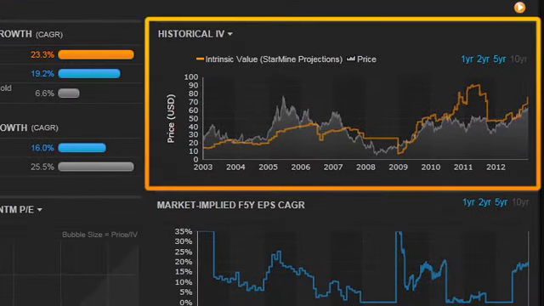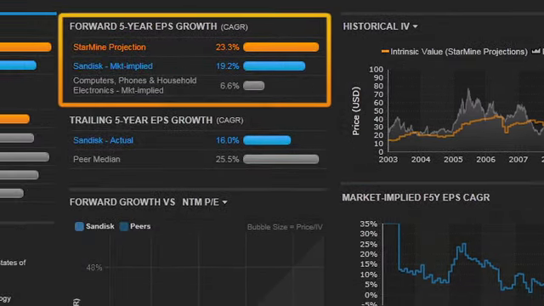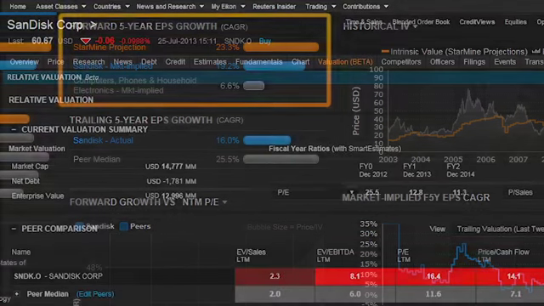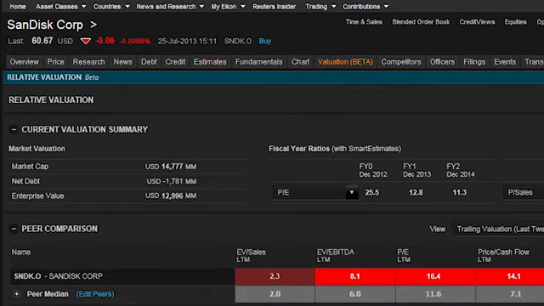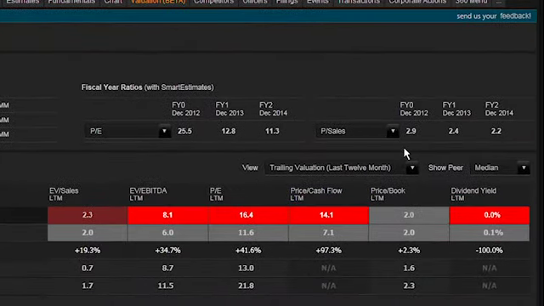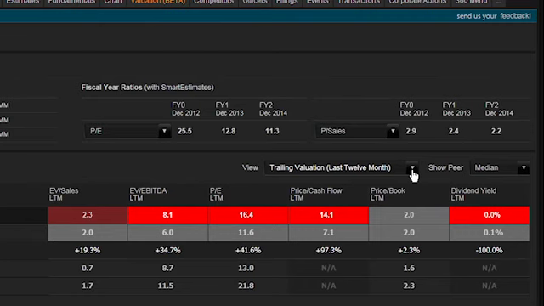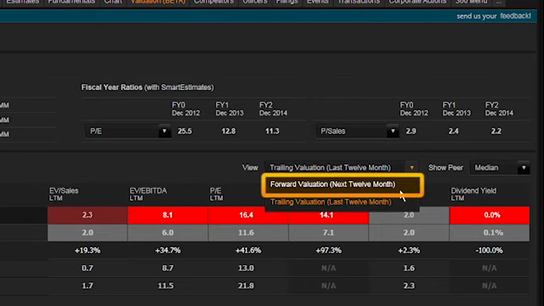In this case, intrinsic value is a good leading indicator of future stock price. We also calculate the market implied growth rate for comparison to what the analysts are forecasting. Relative valuation looks at a stock the way a banker would, using 6 commonly used valuation ratios. We look at where the stock has been over the past 12 months. We also look at forecasts for the next 12 months, again using our StarMine smart estimates.